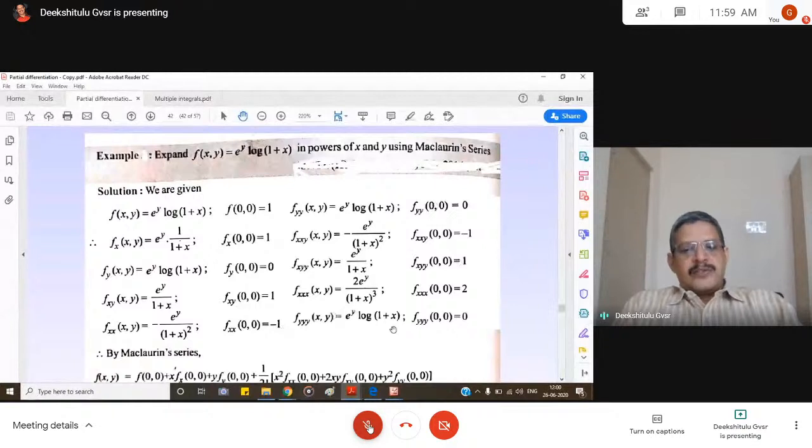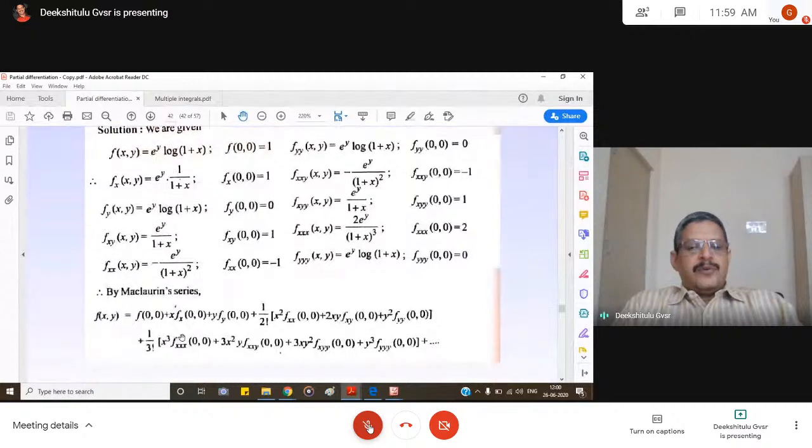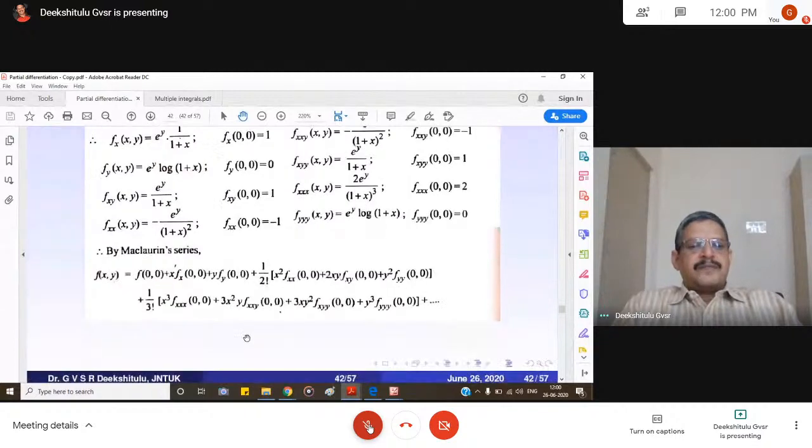And this is the Maclaurin series expansion formula: f of 0, 0 plus x into dou f by dou x at 0, 0, plus y into dou f by dou y at 0, 0, so on and so forth. If you put these things, we get the given expansion.